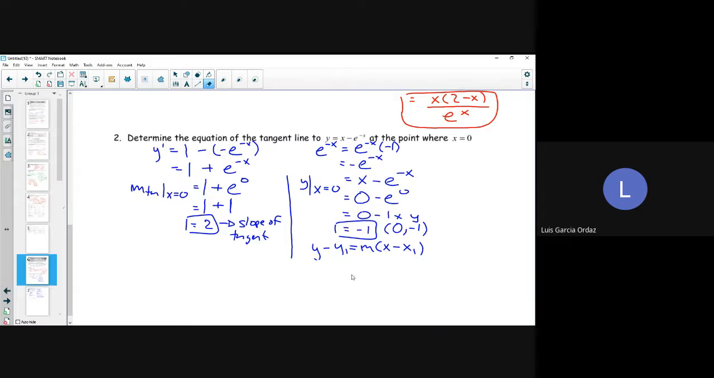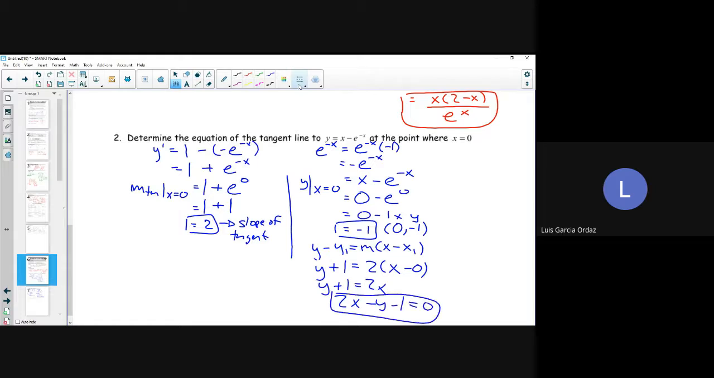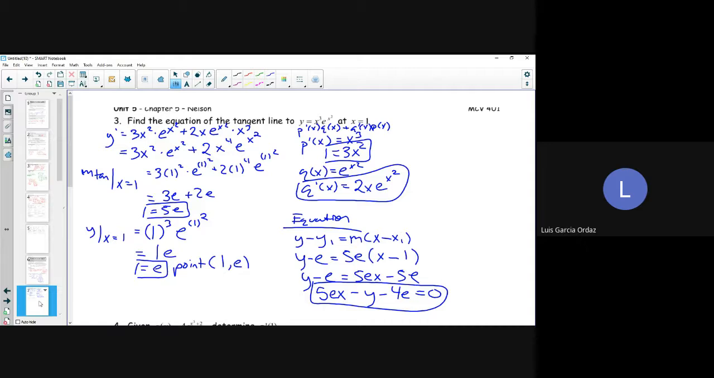So fix this one. Because I got used to seeing the 2 from the slope. So it's y plus 1 is equal to 2 times x minus 0. I get y plus 1 is equal to 2x. I get 2x minus y minus 1 is equal to 0. Yeah, that was my mistake. So hopefully that clears everything out.